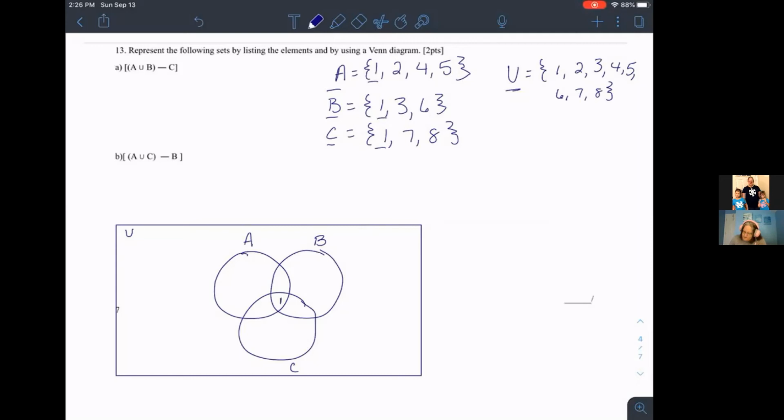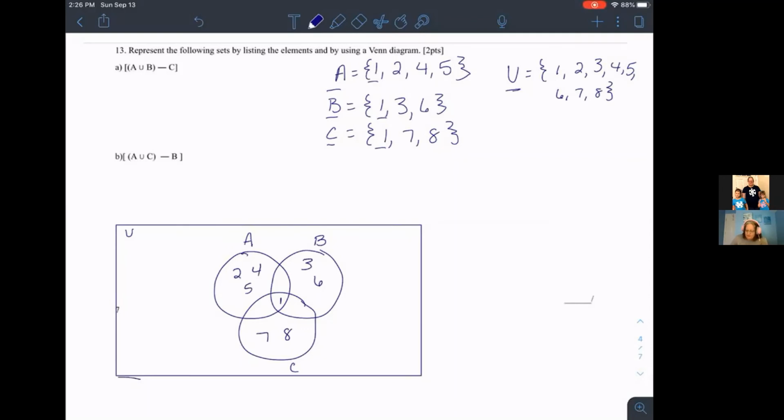And then only A has a 2, a 3, B only has 3, 4 is A, 5 is A, B is 6, and then C is 7 and 8. So see, the universal set, everything inside this rectangle, is included in A, B, and C.